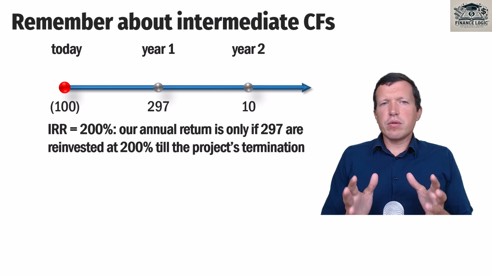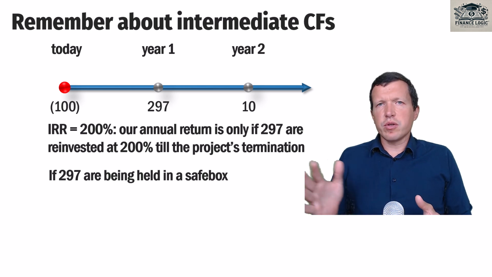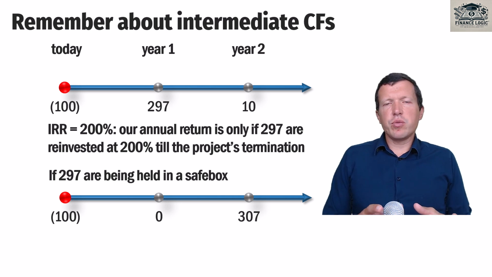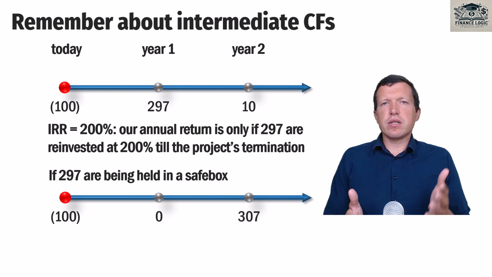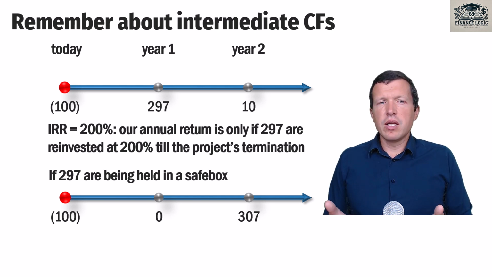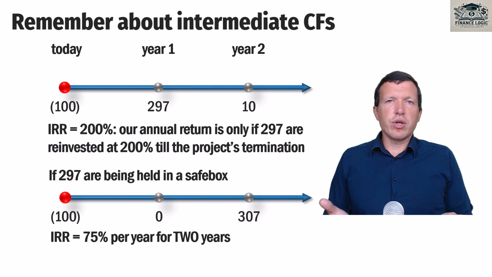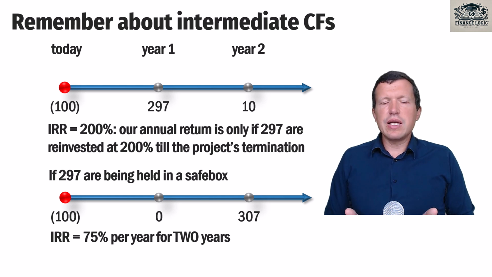Now let's have a look. What if we do nothing with 297? What if we just put it in a safe box till the project end? In this case, it is the same as if we invest 100 and we get 307 in 2 years. 307 is 297 plus 10. So if we re-estimate IRR, it's only 75% per year. So if we do nothing with the intermediate cash flow, our real return, our real IRR, we can say so, is 75% per year.